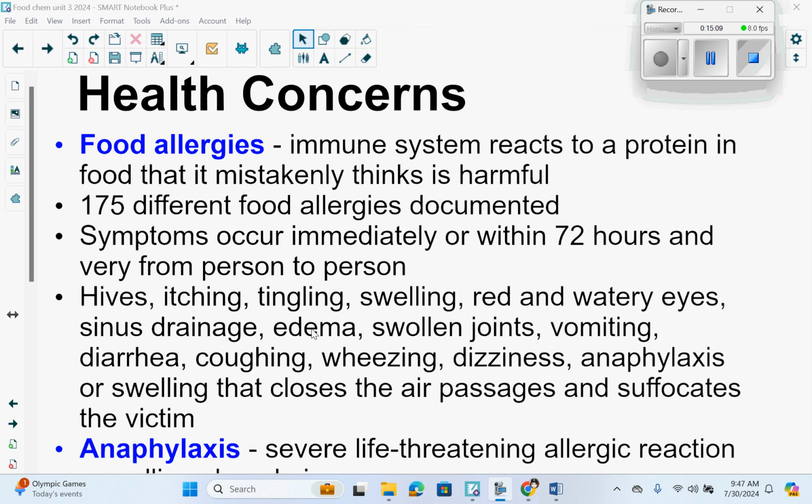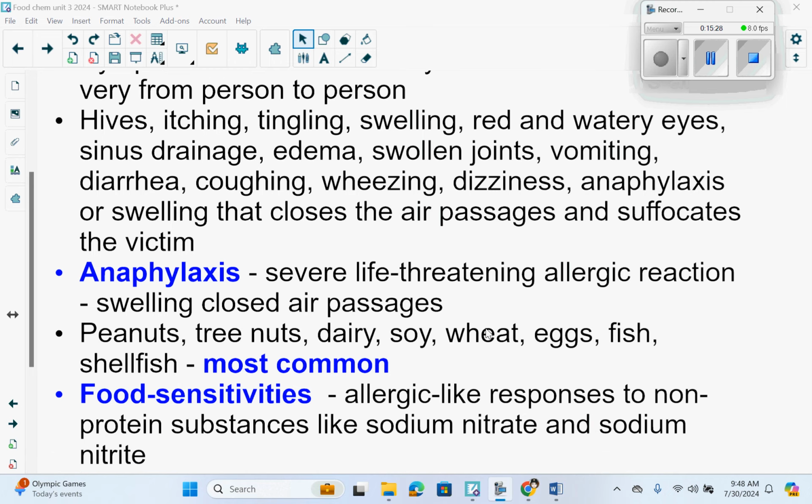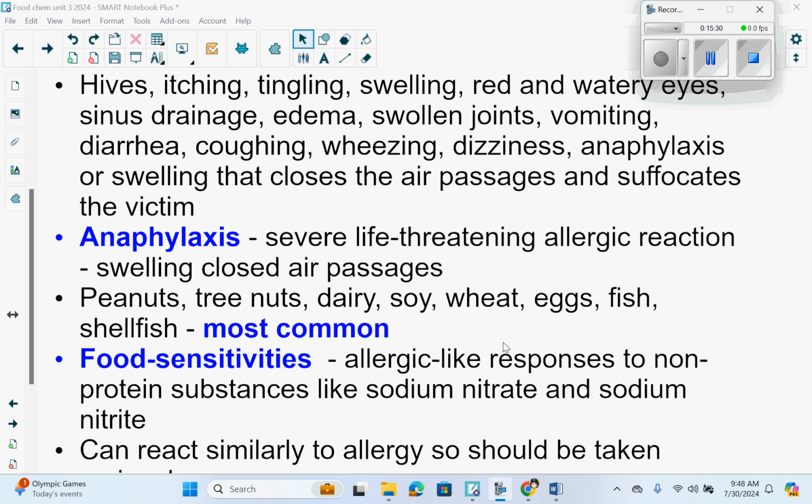And edema right here is a swelling in the body, in case you didn't know what that is. Okay, now anaphylaxis, this is a severe, life-threatening allergic reaction. It's basically a swelling of your air passages, right? They swell so much that they actually close and you can't breathe. Peanuts, tree nuts, dairy, soy, wheat, eggs, fish, and shellfish are your most common allergies in foods.